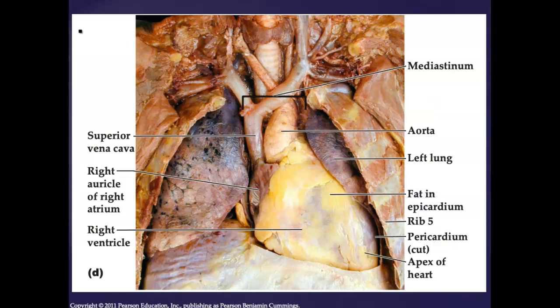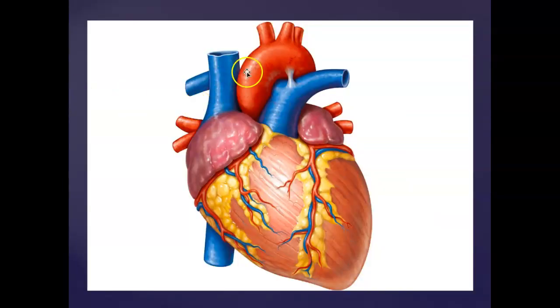This is a cadaveric dissection. You can see the heart here, covered in adipose tissue. Here you can see the aorta coming up, the brachiocephalic. Here's the left brachiocephalic and the right brachiocephalic veins coming into the superior vena cava, into the right atrium of the heart. But if we look down at a drawing here, you can see the arch of the aorta a little bit better.